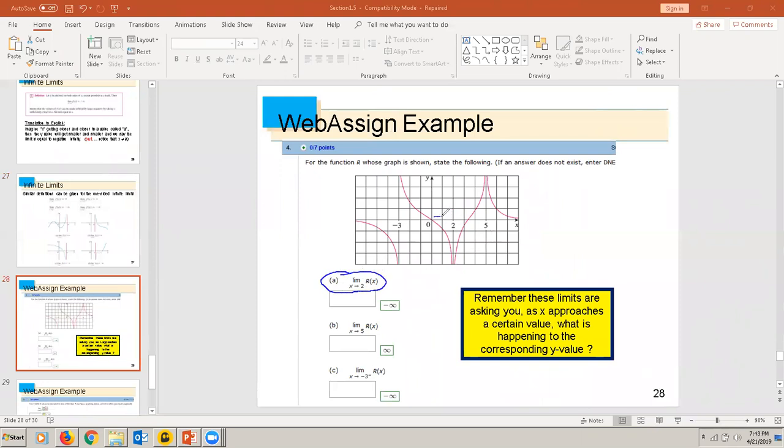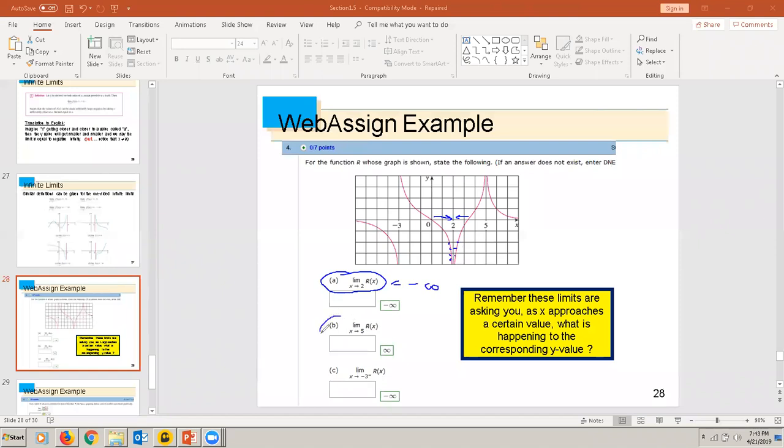All right, well, let me approach 2 from the right side and also from the left side. Well, in either case, I'm noticing the graph is heading down, down, down. Right, the y values are getting smaller and smaller. So it makes sense here. The answer should be negative infinity.